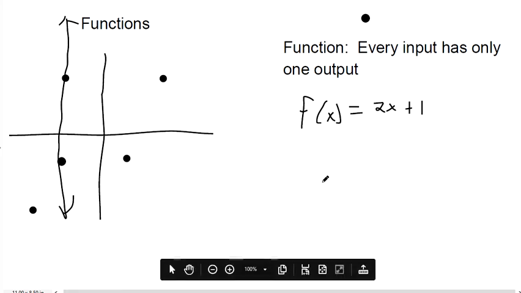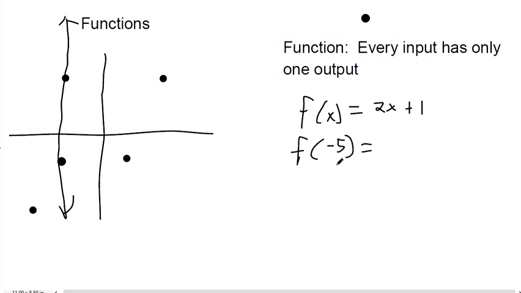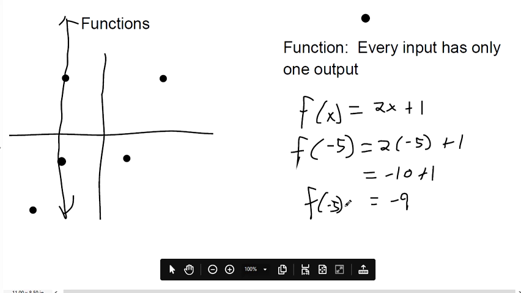Okay, that's pretty much the basics of function notation. If you see something like this, where the x has been replaced, that means just plug -5 in for x into your equation. And then simplify. So 2 times -5 makes -10. -10 plus 1 makes -9. So you could say f of -5 is -9.